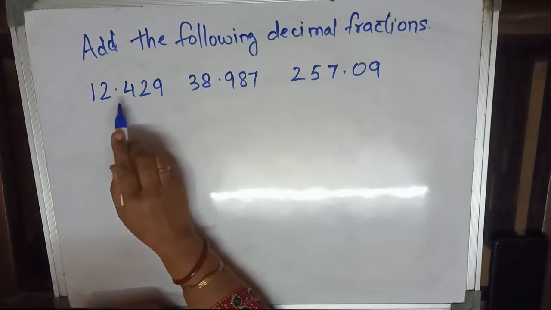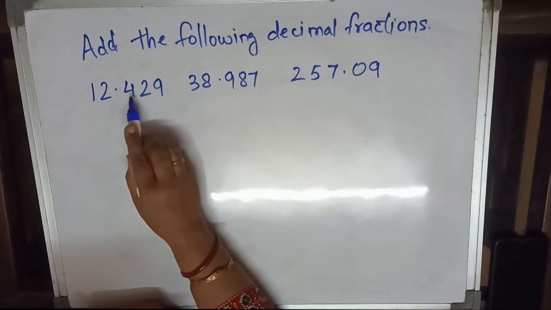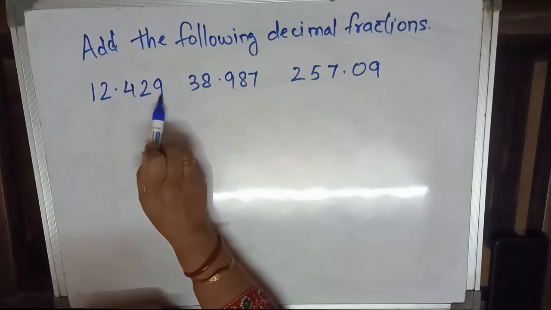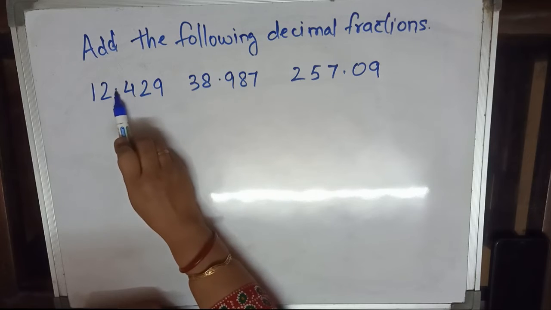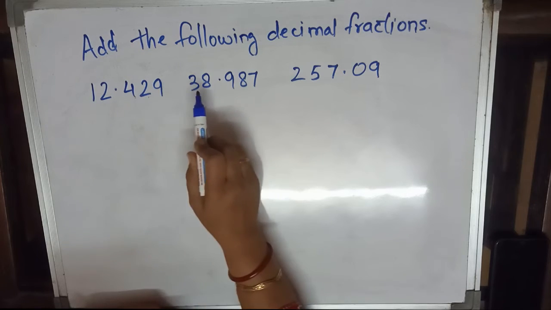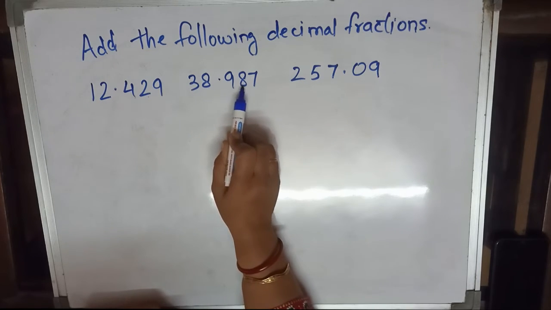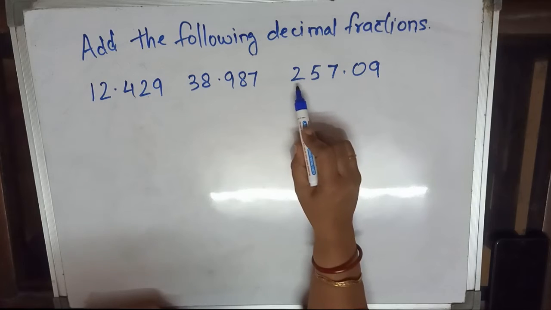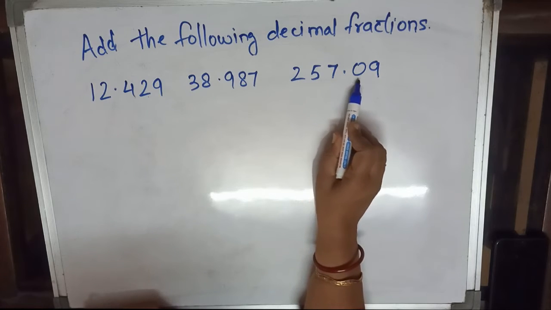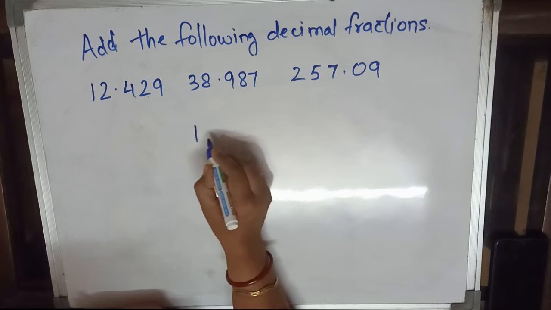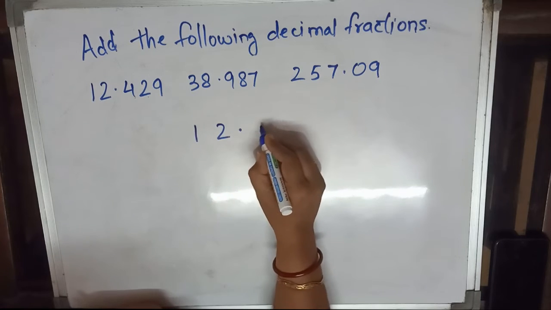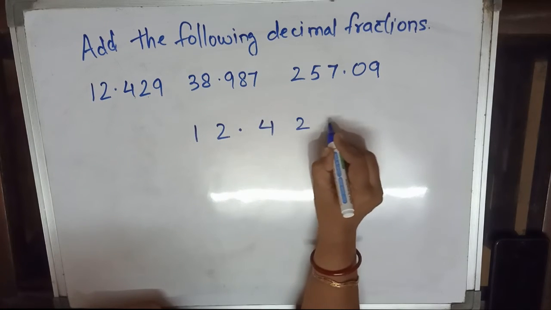Here the numbers are given to you, 12.429. After the decimal point, we have to read each and every digit. We can't read 429. No. 12.429. 38.987. 257.09. Now these three numbers we are writing here. It is 12.429.